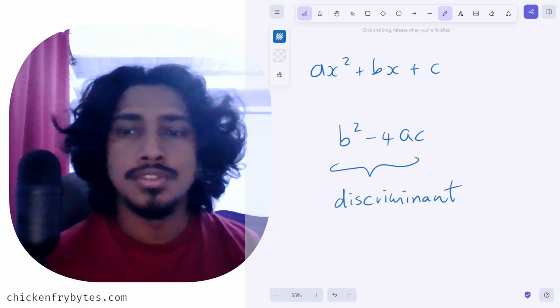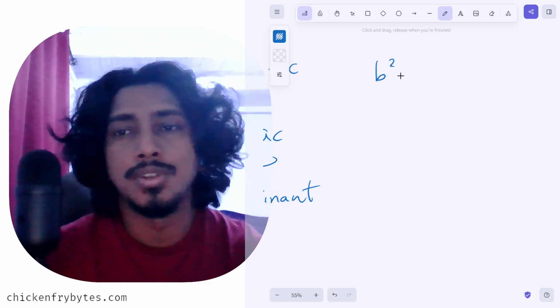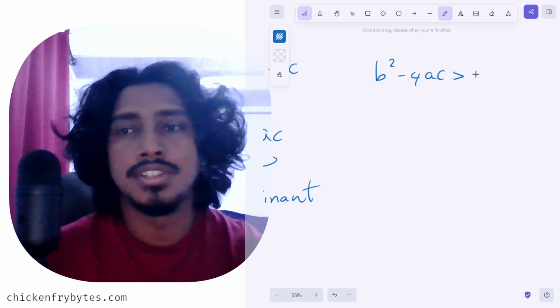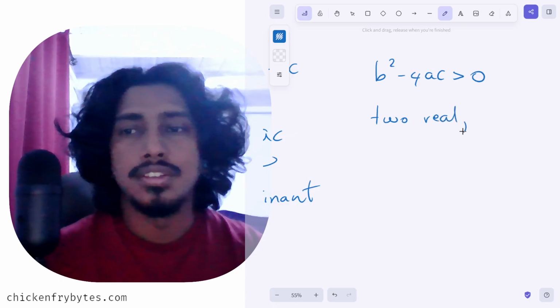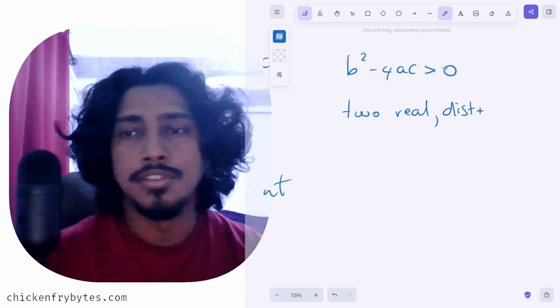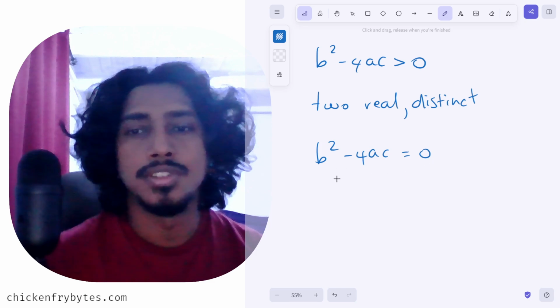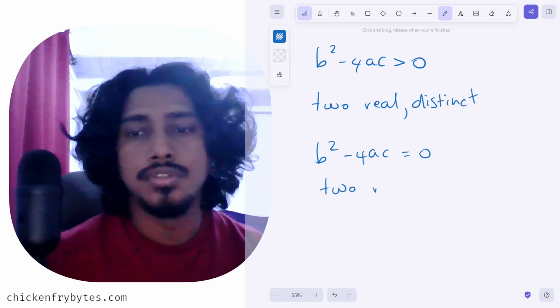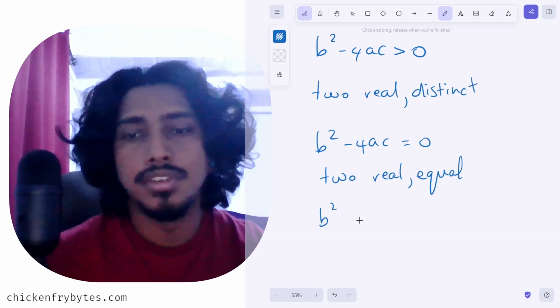It basically tells us what we call the nature of the roots. And so we have three possibilities for the discriminant. When b squared minus 4ac is greater than 0, we have two real distinct roots, so they're different from each other. When b squared minus 4ac is equal to 0, we have two real equal roots. And finally, when b squared minus 4ac is less than 0, we have two imaginary roots.